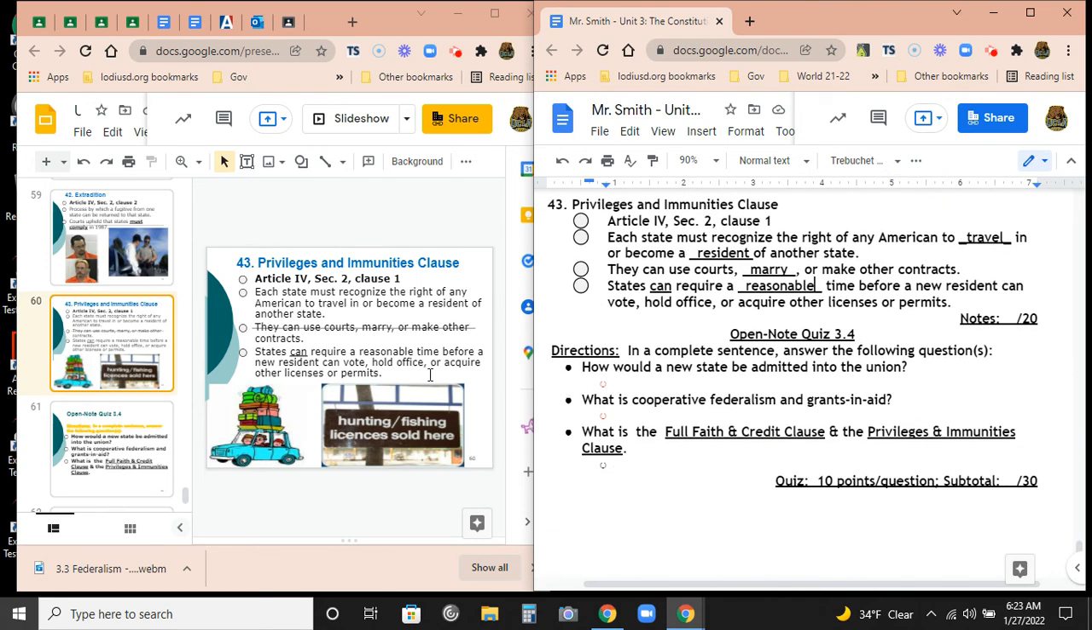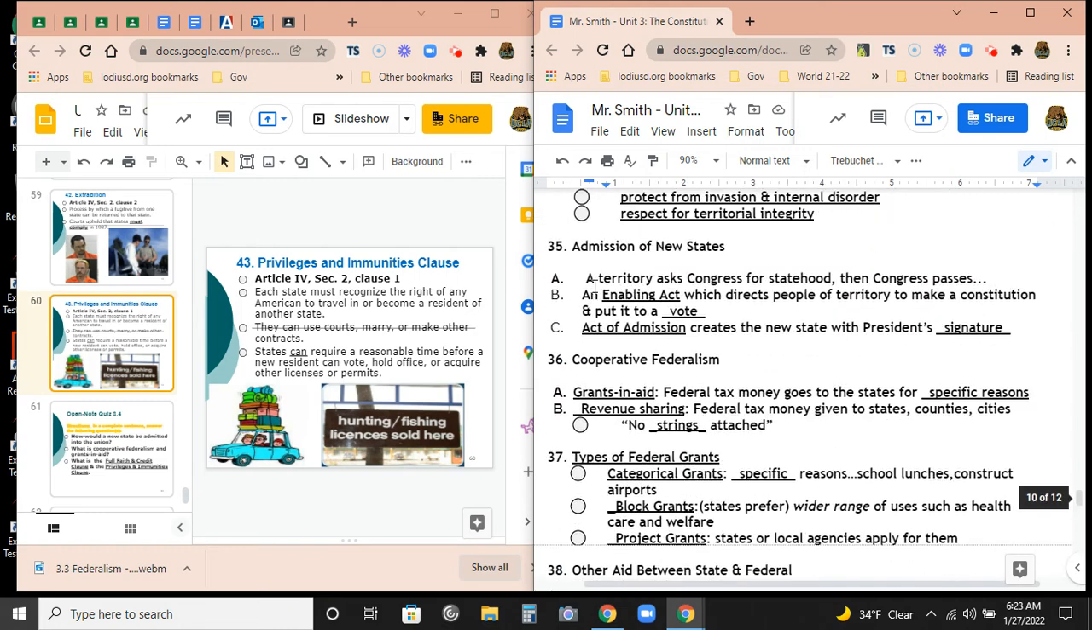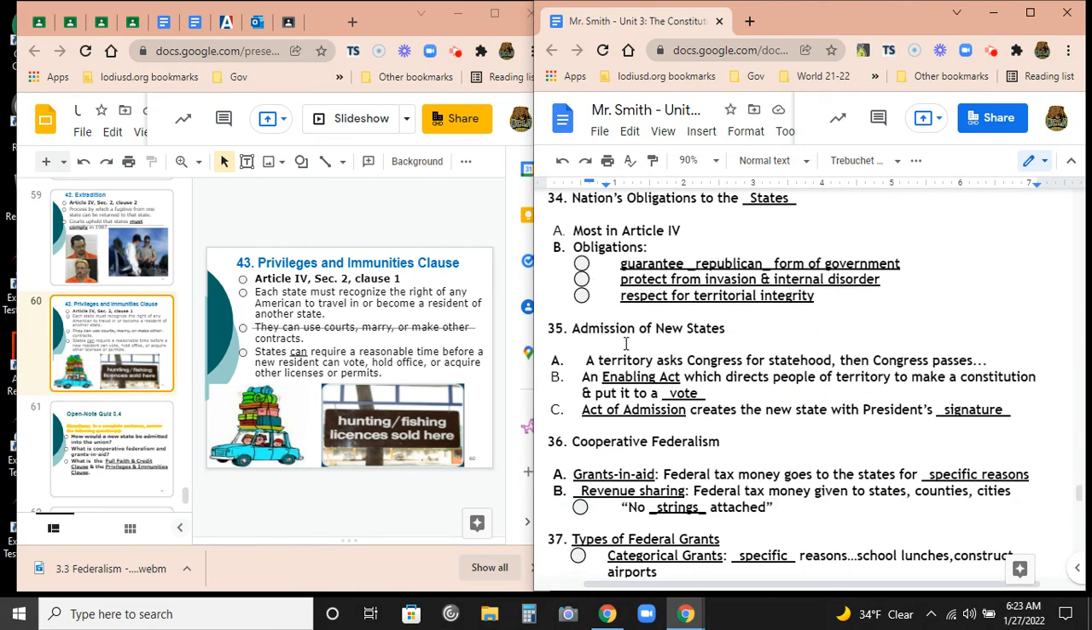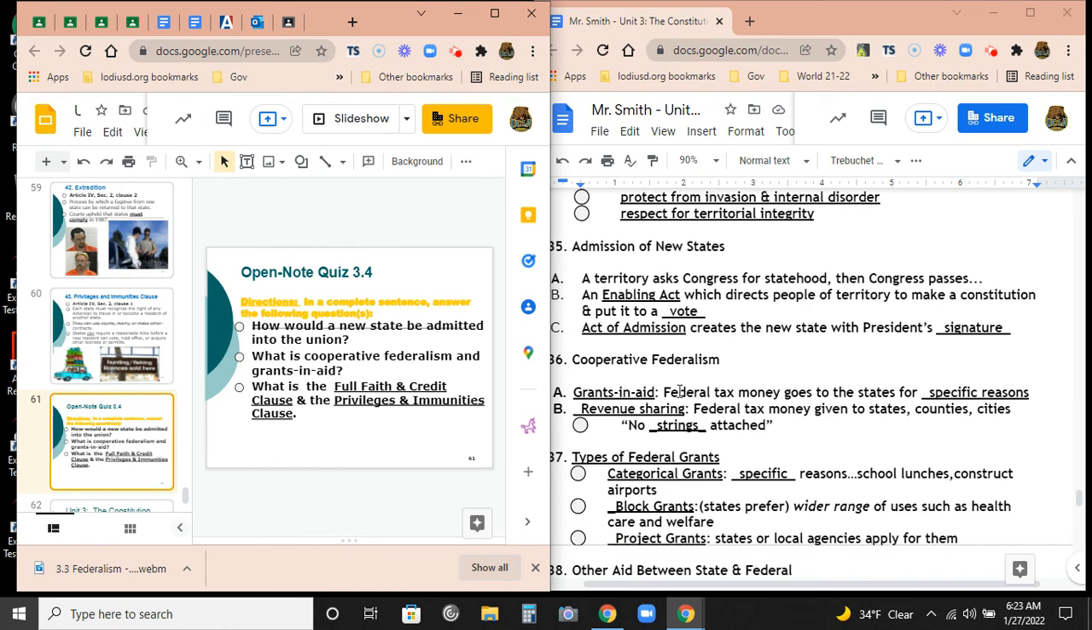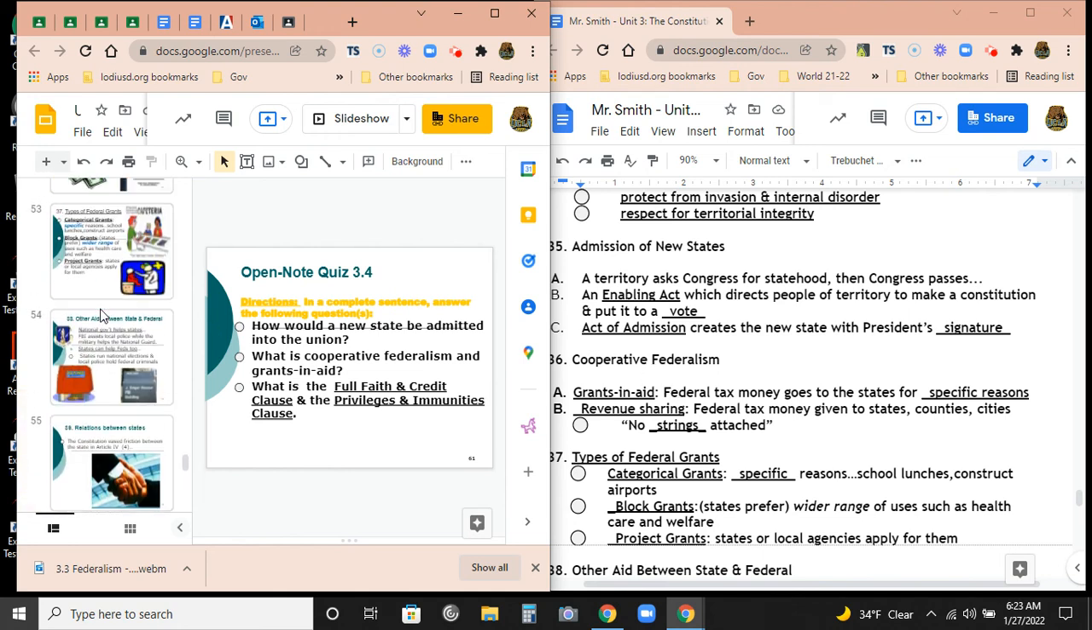How would a new state be admitted into the union? That was in this one: Enabling Act, Act of Admission. It starts with a request, then the Enabling Act, then the Act of Admission. What is cooperative federalism and grants and aid? Cooperative federalism is basically where the federal tax money is going to states. Grants and aid specifically are money sent to the states for specific reasons.